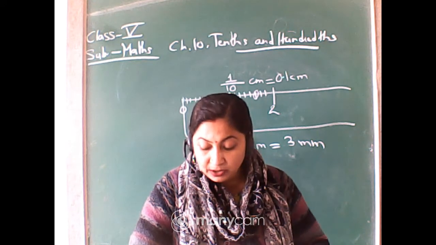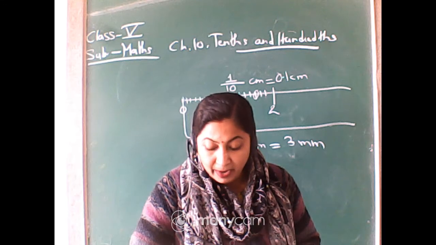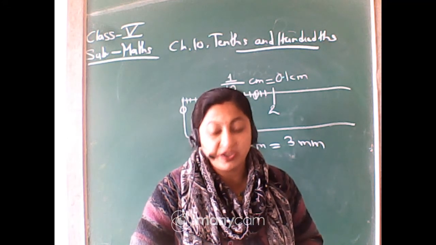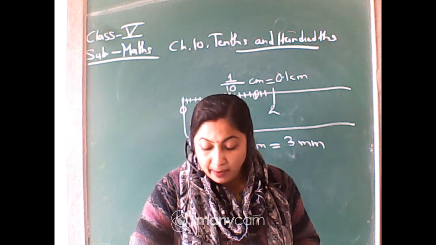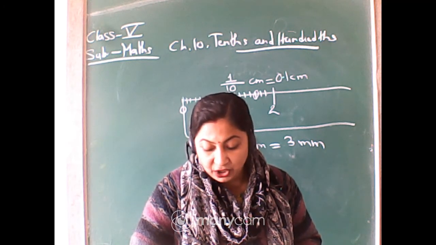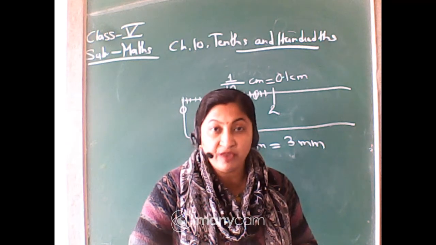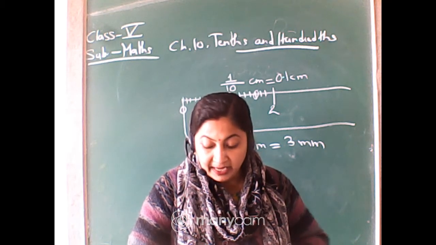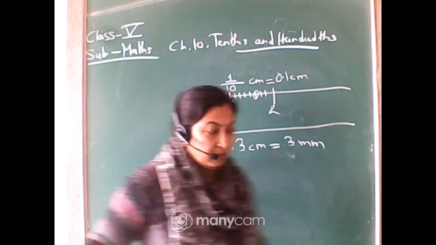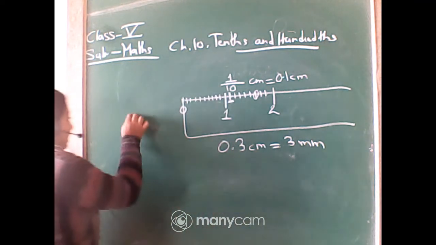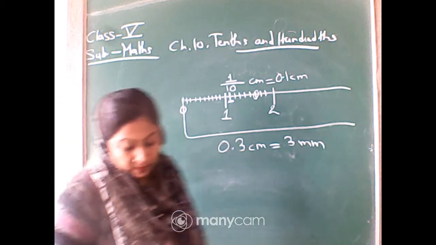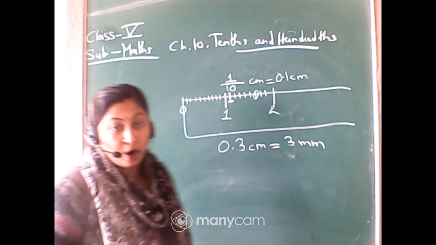Now similarly, come to the next one. The next ant is a little bit longer than the previous one. What is it saying? I am longer, 7/10th of a centimeter or dash millimeters. Now what will you write for that? The next ant is saying that I am 7/10th of a centimeter or dash millimeter.